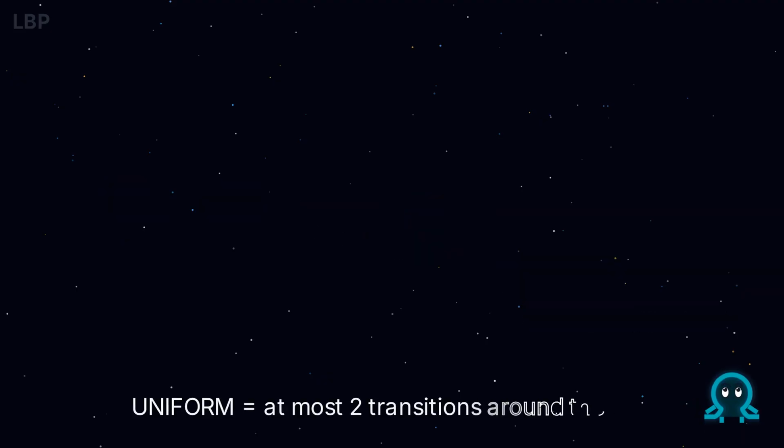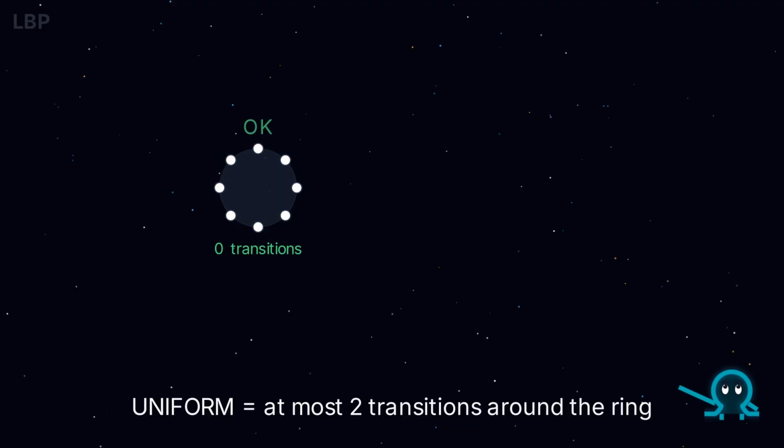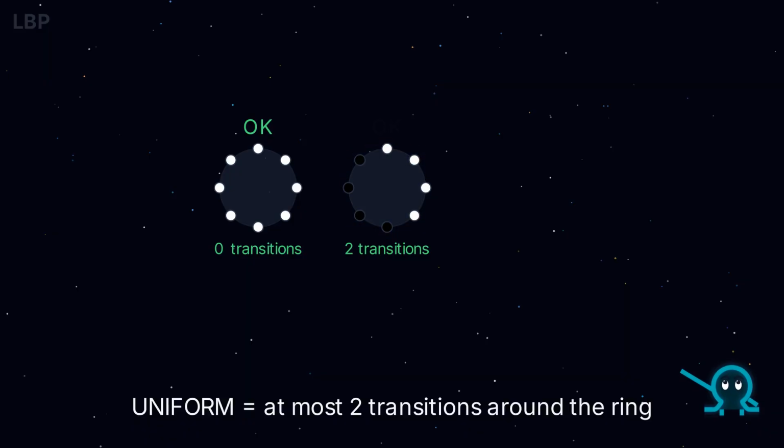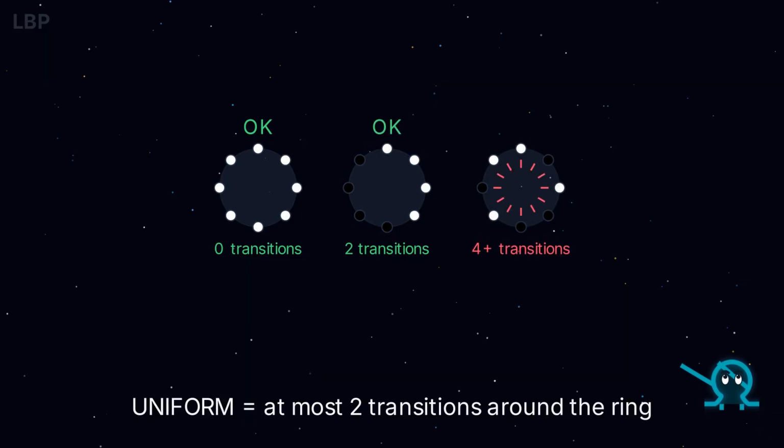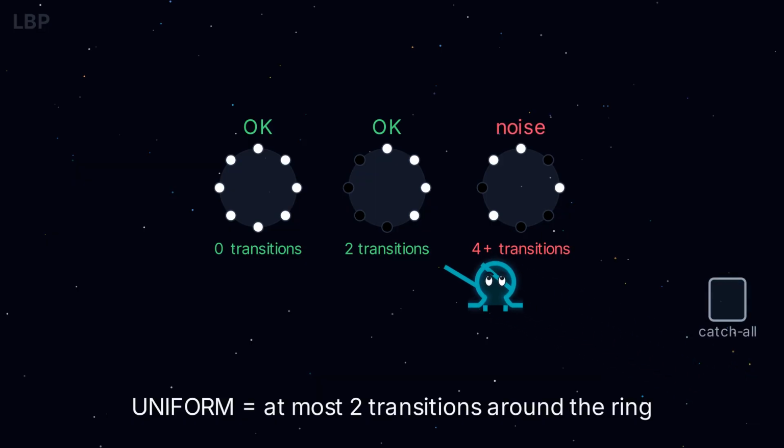Here's a neat empirical observation. In real textures, most of these binary rings have at most 2 transitions as you go around. They're called uniform patterns. Patterns with more transitions than that are rare, usually just noise, and they all get lumped into a single catch-all label.